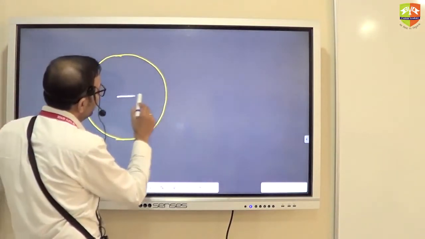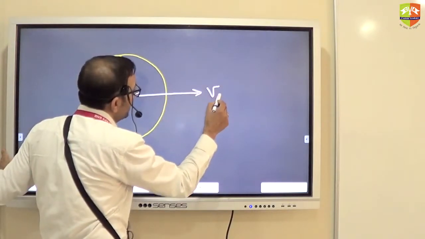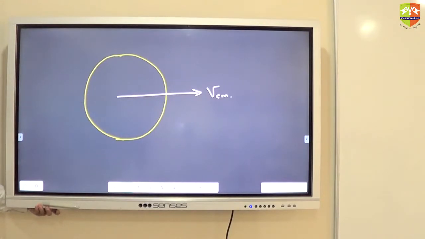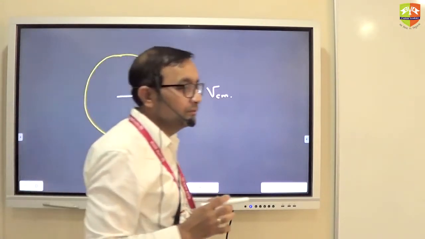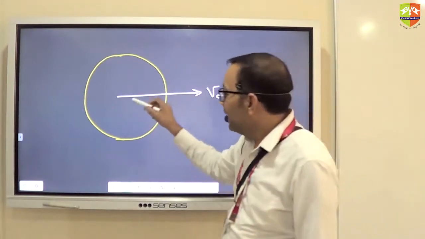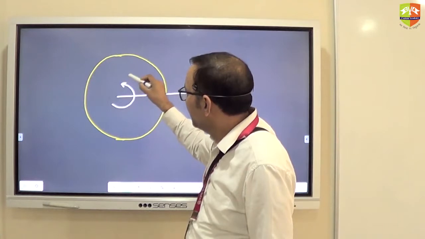It's a wheel which is moving forward, and the velocity of the center of mass is given as VCM. Let's say the angular velocity is omega.